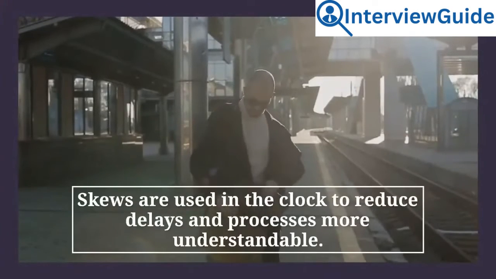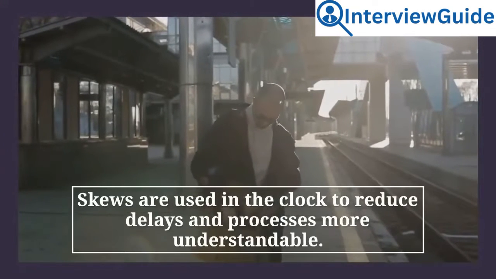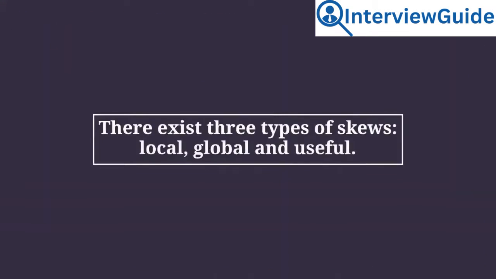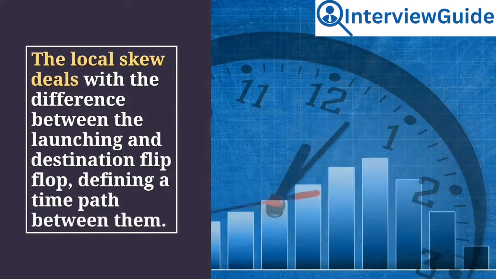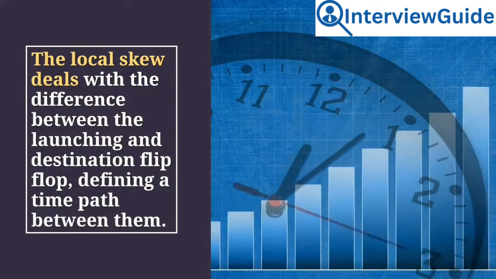SKUs are used in the clock to reduce delays in processes. There exist 3 types of SKUs: local, global, and useful. The local SKU deals with the difference between the launching and destination flip-flop, defining a time path between them.